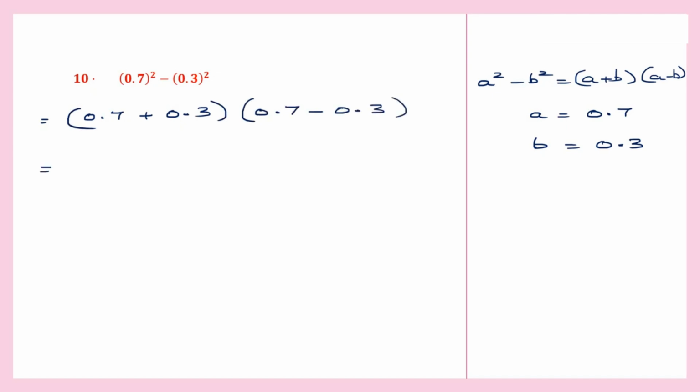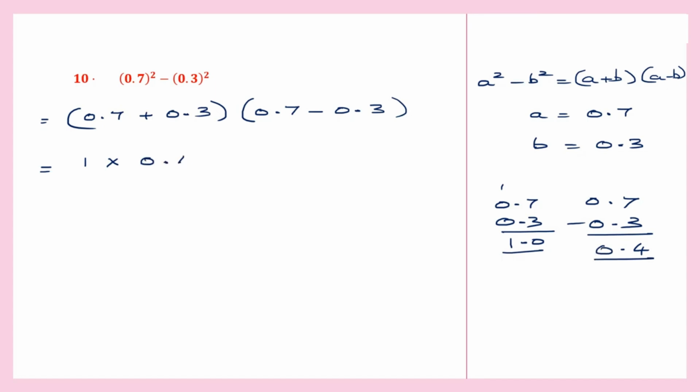Now we have to add this up. Let's add 0.7 plus 0.3. 7 plus 3 is 10, carry 1. So it is 1.0 or simply 1, into. Now let's subtract 0.7 minus 0.3. 7 minus 3 is 4. This is 0.4. So 1 into 0.4. How much is 1 into any number? It gives back the same number. So 0.4. This is our answer, 0.4.